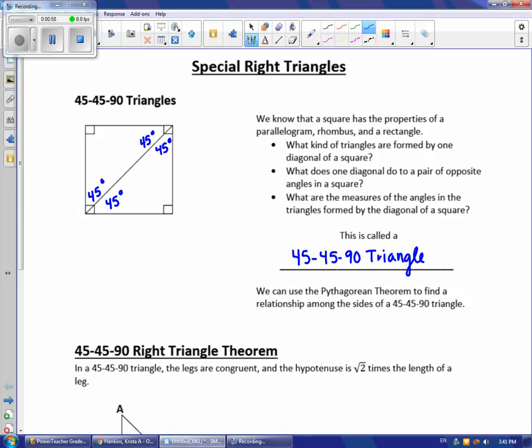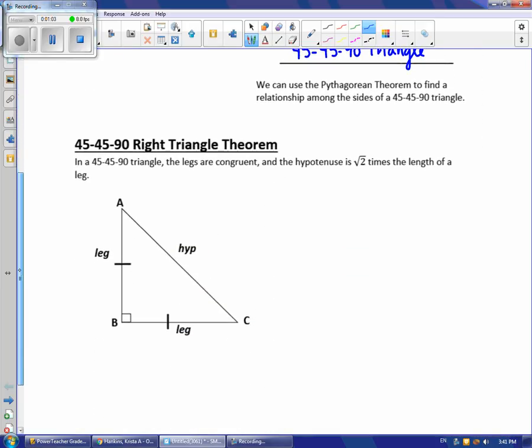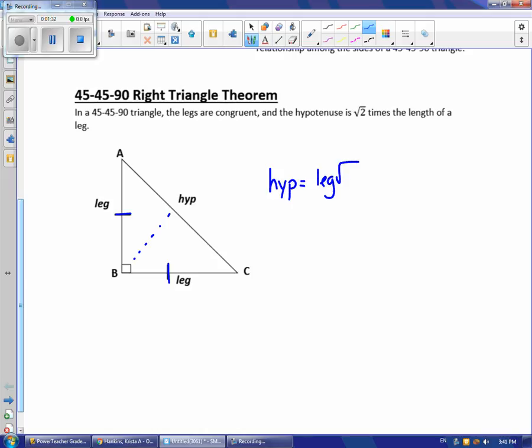Okay, you guys today in class used the Pythagorean theorem to figure out the relationship amongst the sides of a 45, 45, 90 triangle. So your official theorem for 45, 45, 90 triangles: in a 45, 45, 90 triangle, the legs are congruent and the hypotenuse is the square root of 2 times the length of a leg. So you have two legs, they are always congruent, and remember the hypotenuse is across from the right angle, and your hypotenuse is always your leg times the square root of 2.